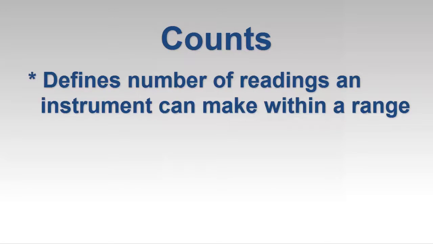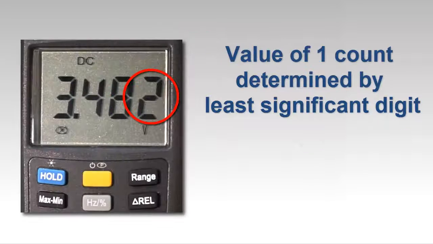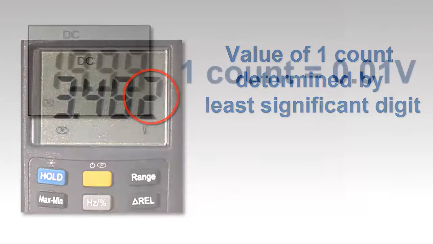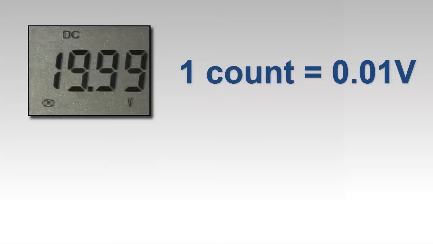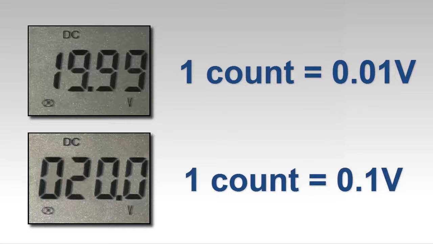For example, the 3.5-digit multimeter described earlier is a 2000 count instrument, since it is capable of displaying readings to plus or minus 1999. The value of each count is determined by the reading's rightmost number, called the least significant digit. In the preceding example, for a reading of 19.99 volts, each count equals 1/100th of a volt. For a reading of 20 volts, each count equals 1/10th of a volt. Therefore, an instrument's measurement range can significantly impact accuracy, as we'll discover later in this video.